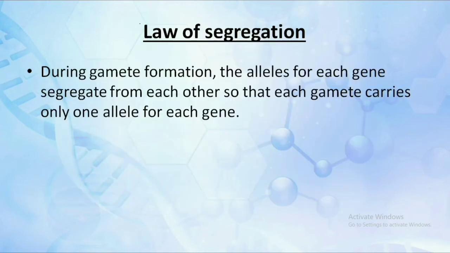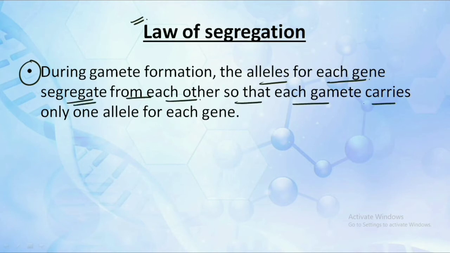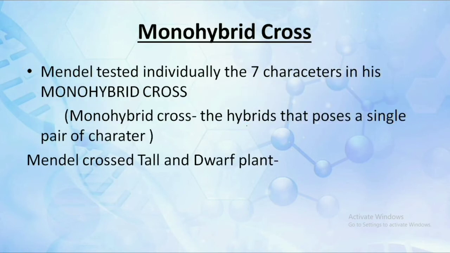The second law is the law of segregation. So what does this law state? This law states that during gamete formation, the alleles for each of the genes segregate from each other so that the gametes carry only one allele for each of the genes. What does this mean? For this, we have to revise the monohybrid cross. We have already dealt with this in detail in the previous video.